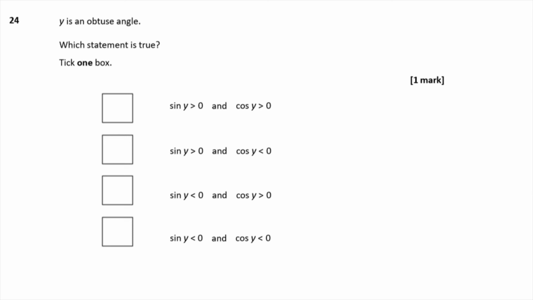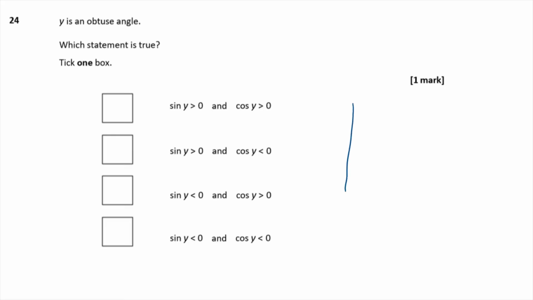Question 24. Y is an obtuse angle. Which statement is true? Tick one box. Sine y greater than 0, cos y greater than 0, etc. So to work out which box I'm going to tick, I'm just going to quickly sketch sine x and cos x to remind myself what they look like.